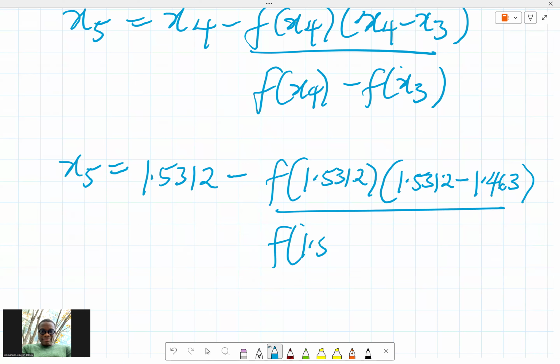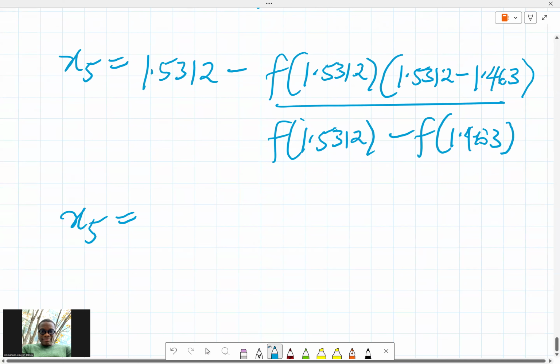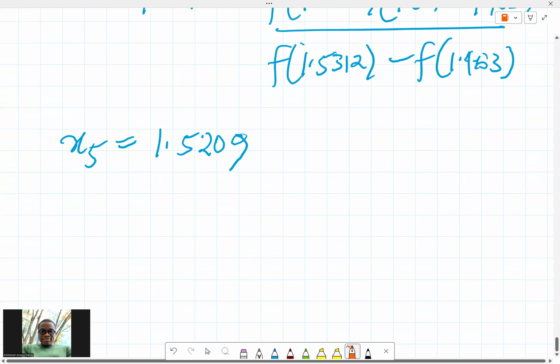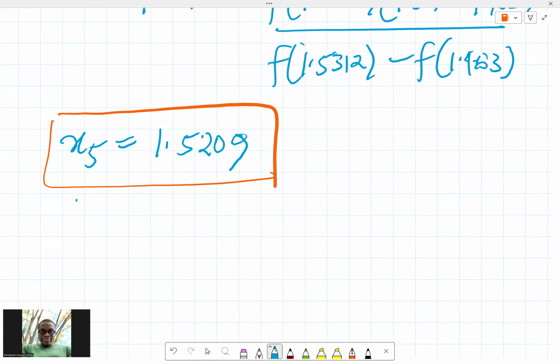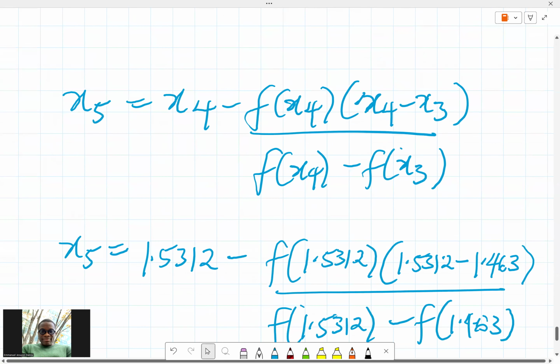So we have f of 1.5312 minus f of 1.463. So x5 is equal to 1.5209. So this is another result, and again we check the absolute value of x5 minus x4. That is equal to the absolute value of 1.5209 minus x4, 1.5312.